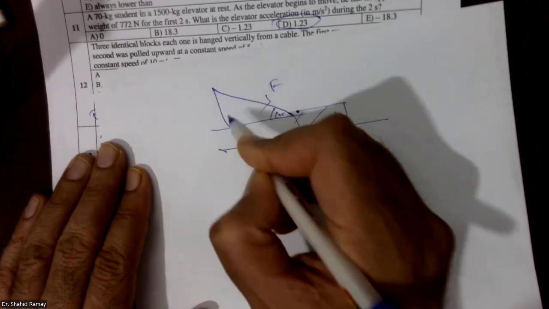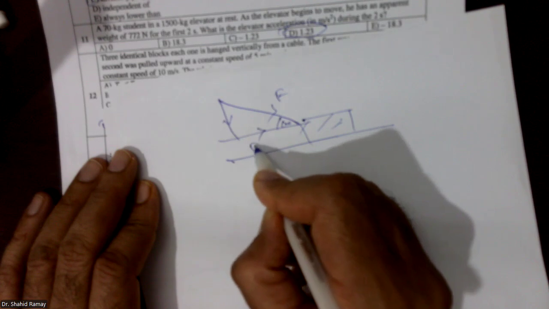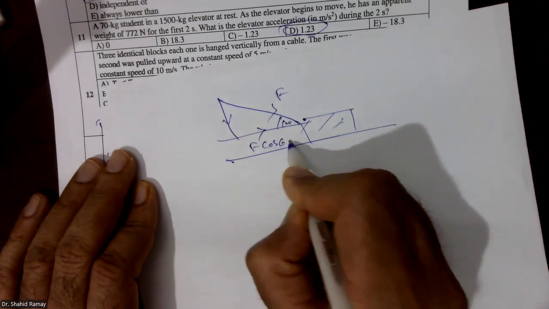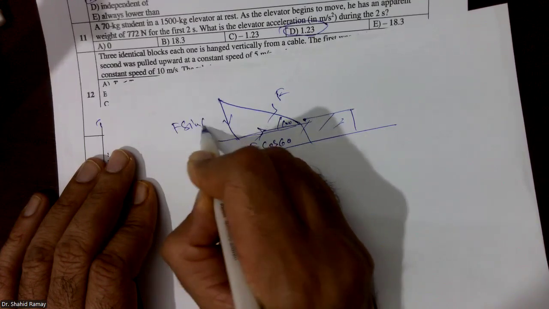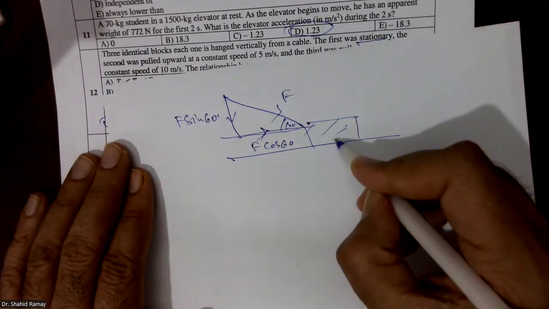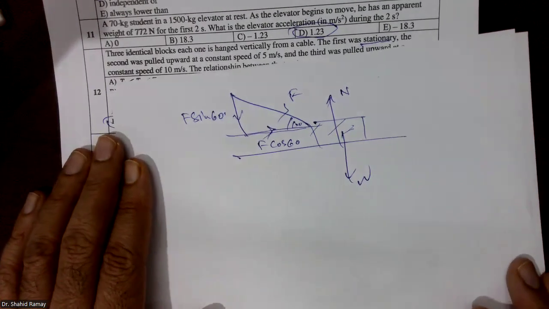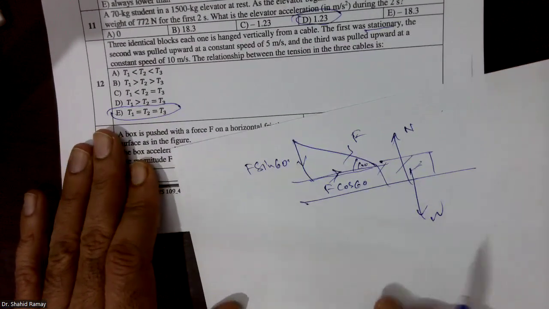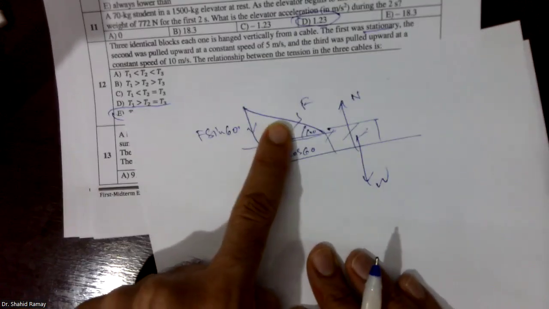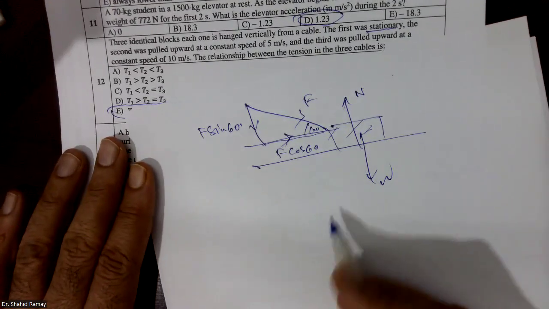This is the F, and we make the components in this direction and this direction. So F cos 60 is this component and F sin 60 is this component. Weight is acting vertically and N is on this side. Now you have to find the force. Because the force is acting at some angle, we cannot find it directly, so we will find it by this component.